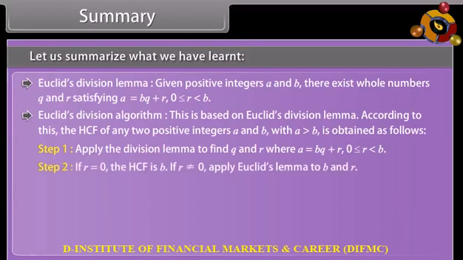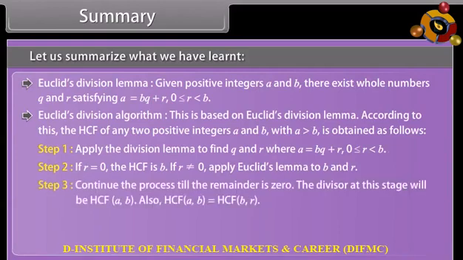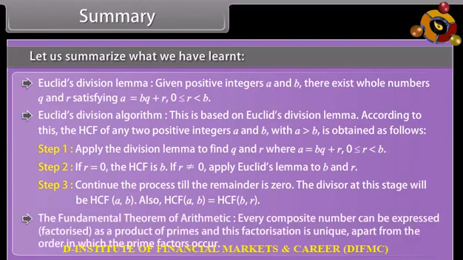2. If r is equal to 0, the HCF is b. If r is not equal to 0, apply Euclid's lemma to b and r. 3. Continue the process till the remainder is 0. The divisor at this stage will be HCF(a, b). Also, HCF(a, b) is equal to HCF(b, r). The fundamental theorem of arithmetic. Every composite number can be expressed or factorized as a product of primes, and this factorization is unique apart from the order in which the prime factors occur.